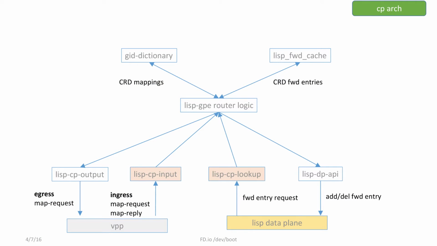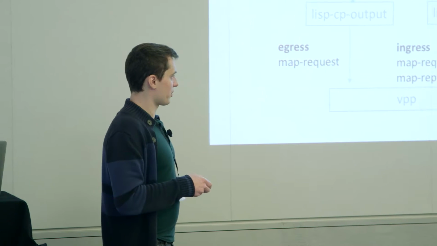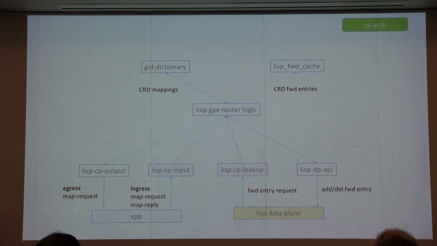OK, so what happens if a packet gets to the control plane? This will be just very high level. I don't want to go into too many details. So for instance, and I hope you can see my pointer, if the data plane decides, OK, I have no destination, I have no tunnel for this destination, I need to do something. Well, control plane, please do something for me. Find me a forwarding entry.